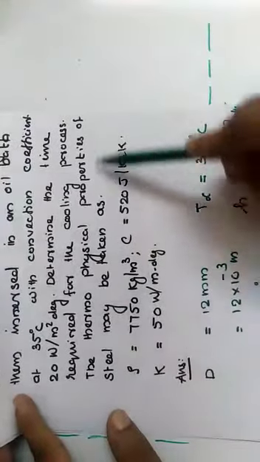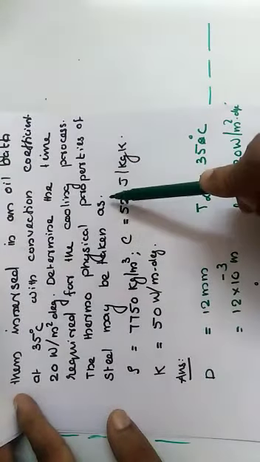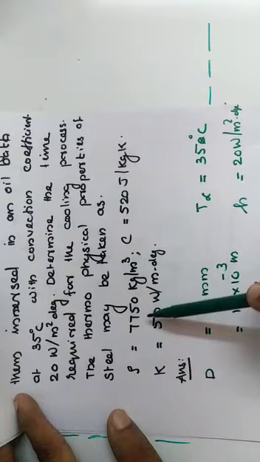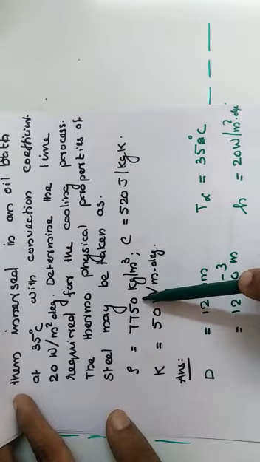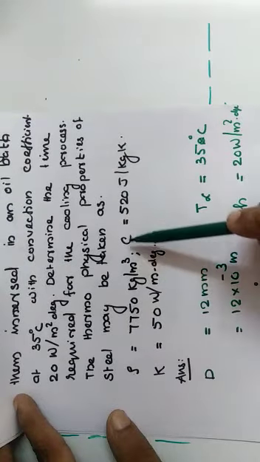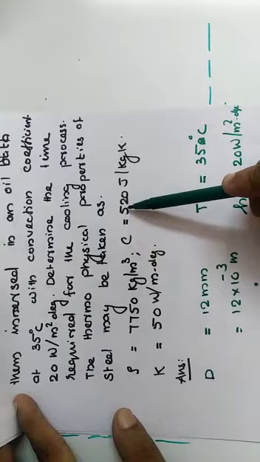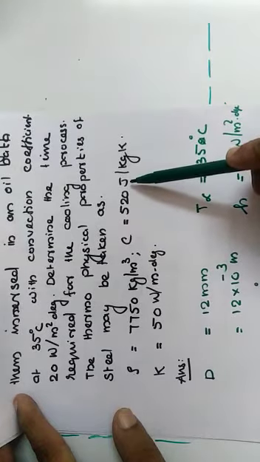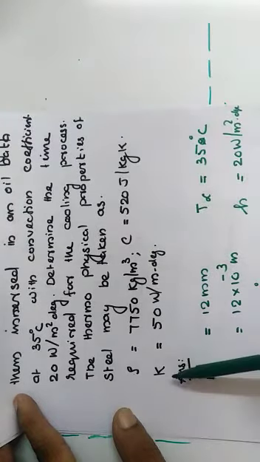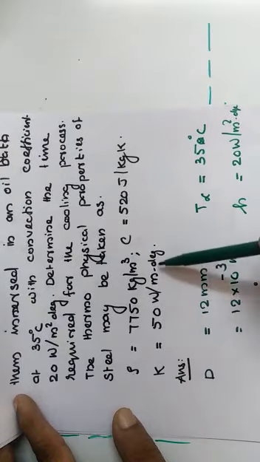The thermophysical properties of steel may be taken as rho equal to 7750 kilogram per meter cube, the specific heat C equal to 520 joule per kilogram Kelvin and K equal to 50 watt per meter degree. So this is the problem we have to solve.